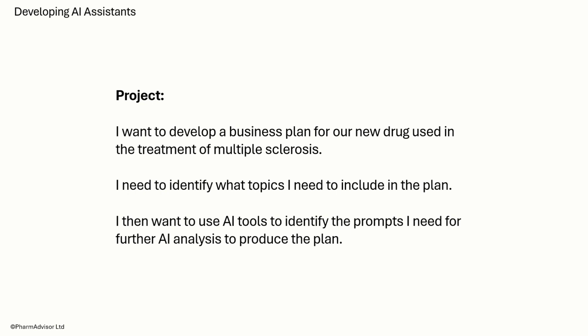In this series of 3 brief videos, I want to demonstrate how we can develop AI assistants. First thing to do is to be very clear about what we want to achieve with the assistants, and in this case, it is to produce a business plan for a new drug for multiple sclerosis. So I need to identify what topics I need to include in the plan. And then I want to use AI tools to identify further prompts that I can then use to do further analysis with the plan.